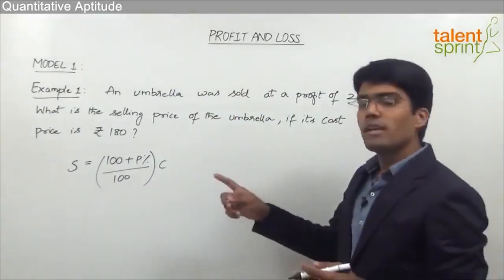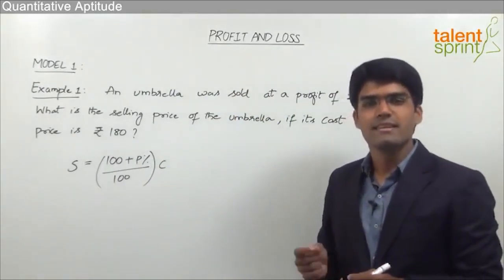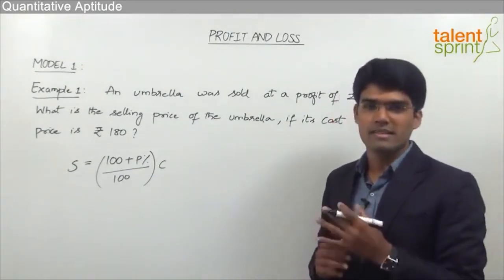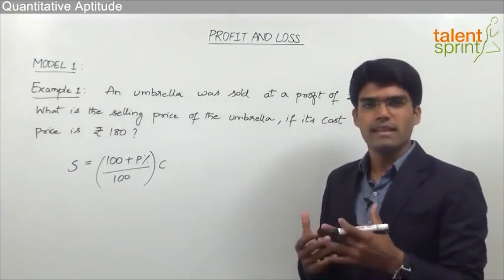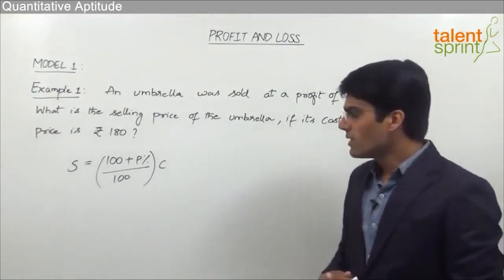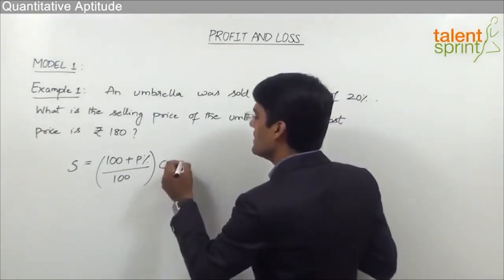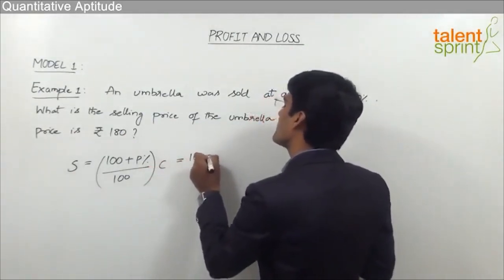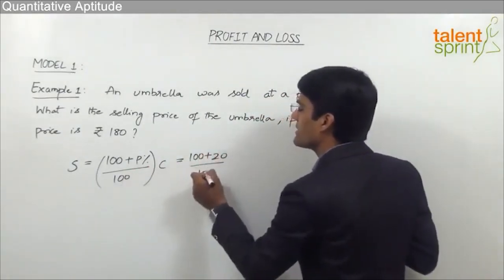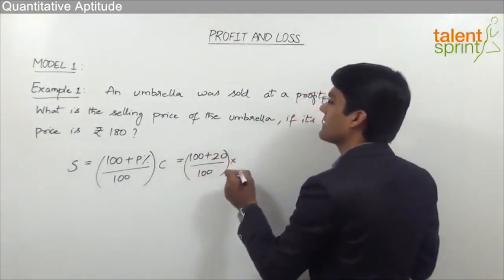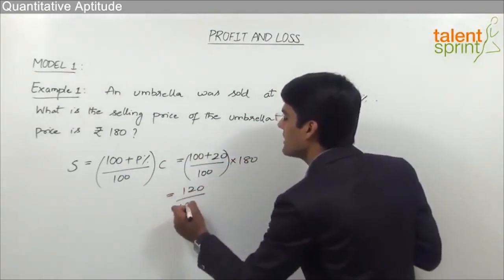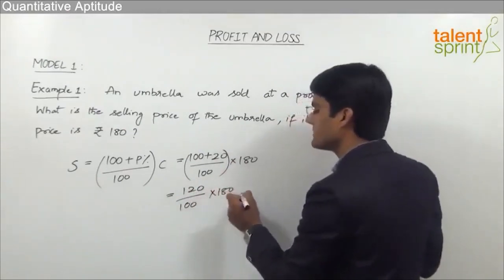And otherwise, we can use the concept of percentages, that is selling price and cost price in terms of percentages, to solve the question. Let us try to solve this question in both ways, and then as per your convenience, you can follow whichever is comfortable for you. Now, going by the formula here, the selling price will be equal to 100 plus the profit percentage, that is nothing but 20, divided by 100 into the cost price. The cost price here is nothing but 180. So this will be equal to 120 by 100 into 180.